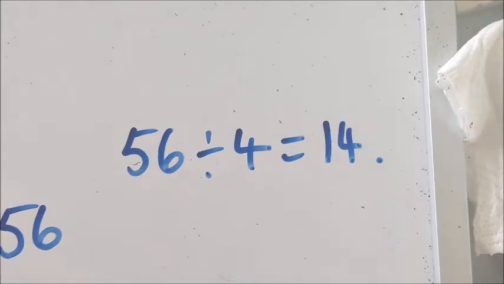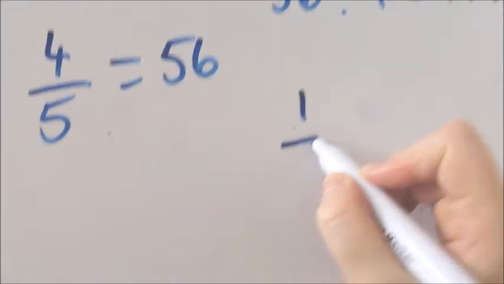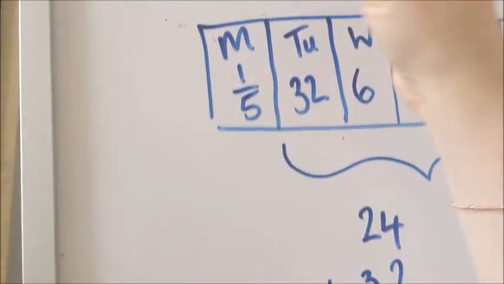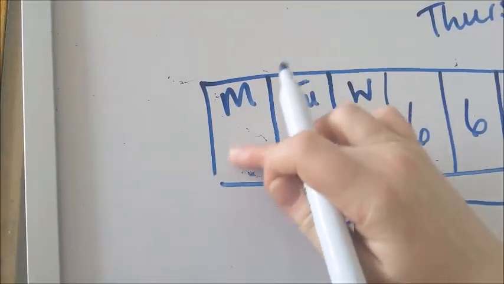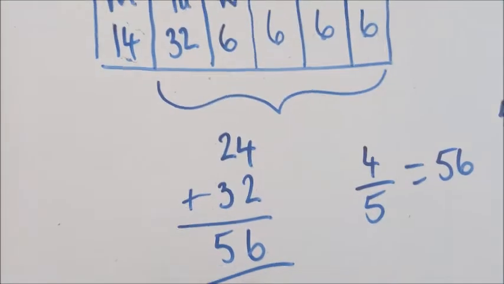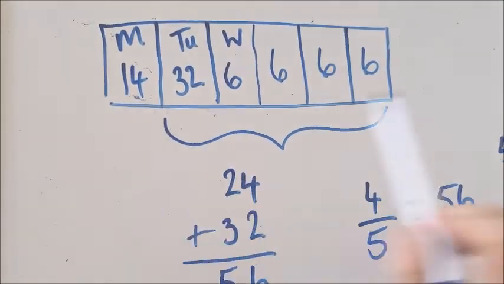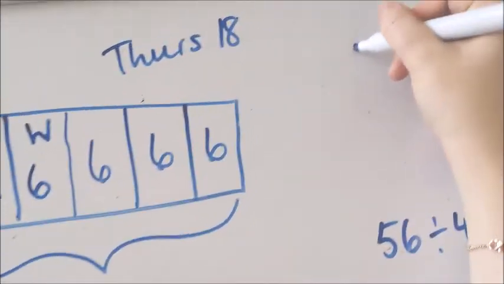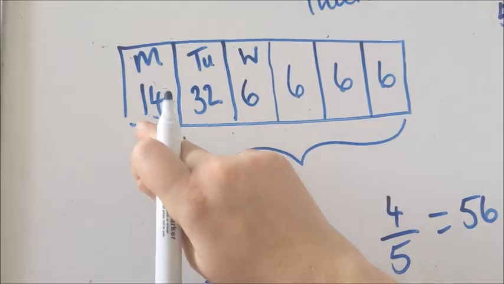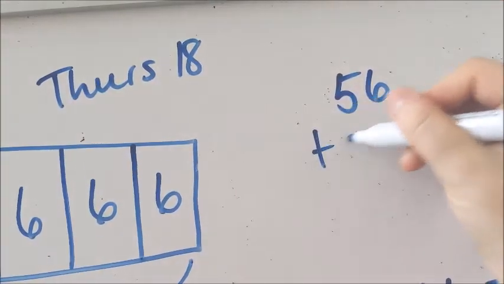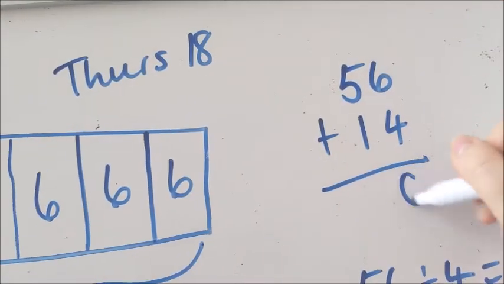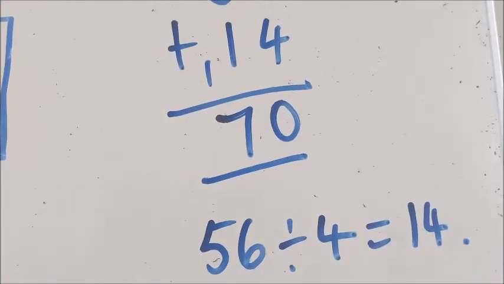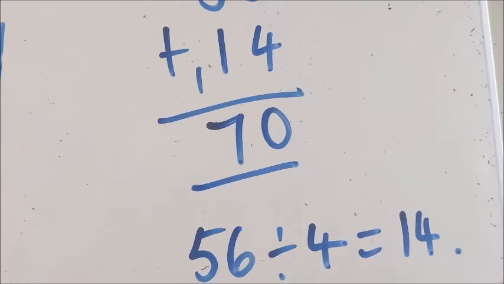Sorry, I'm way over here. So 1/5 of the book is 14 pages. So we know on Monday she read 14 pages. So all we need to do now is add up all the pages. We know that Tuesday to Thursday is 56 pages. And we know that Monday she read 14 pages. 6 add 4 is 10, 5 add 2, 7. So altogether, Ellie's book was 70 pages long.